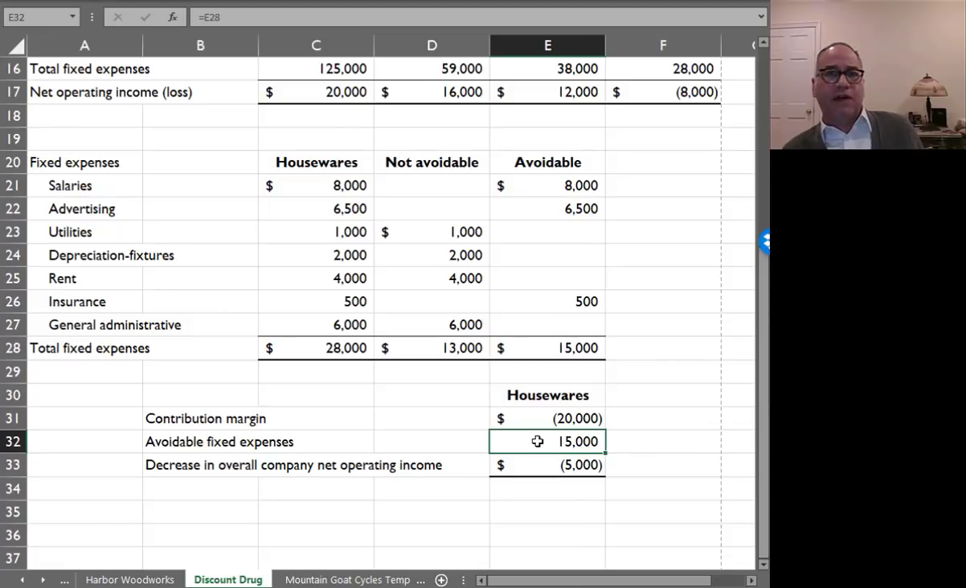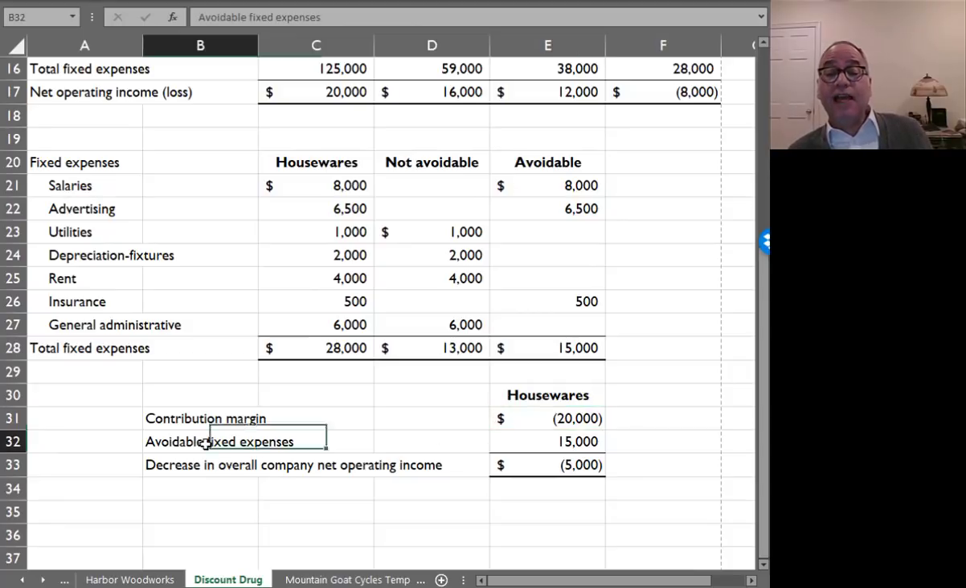Don't reduce expenses and subtract it, because you're reducing expenses. Focus on income. What effect is this going to have on income? If it's going to increase income, it's positive. If it's going to decrease income, it's going to be negative. So if I'm going to lose $20,000 in contribution margin, that's going to reduce income. It's going to decrease my income, so I'm going to subtract it.